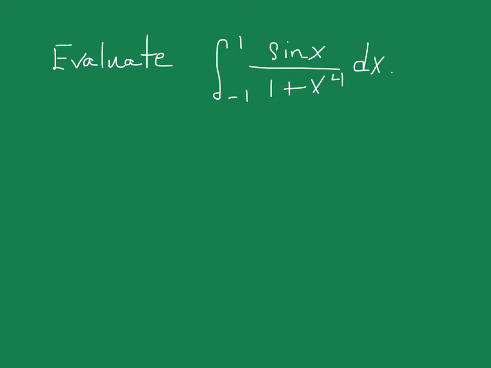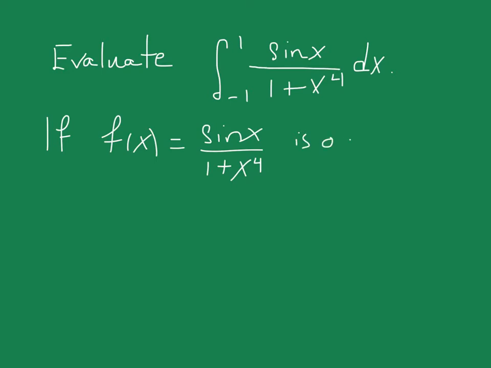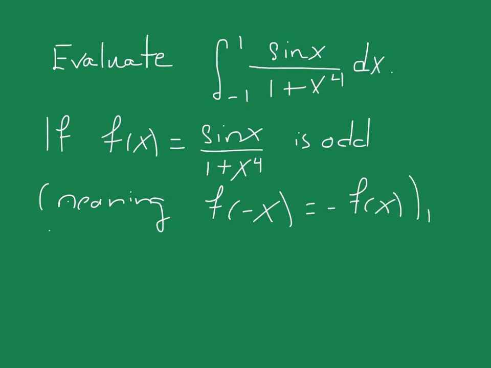Alright, so let's just write this down for ourselves. Let's just recall that if f of x equal to sine x over 1 plus x to the fourth is odd, meaning that f evaluated at the negative of x is the negative of f of x, then from our handout number 6, we'll know that the integral of our function f from minus 1 to 1 is equal to 0. Okay, so let's see if we can actually show that this function here is odd.